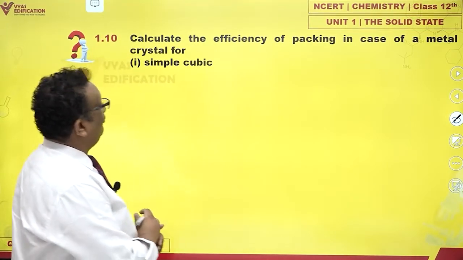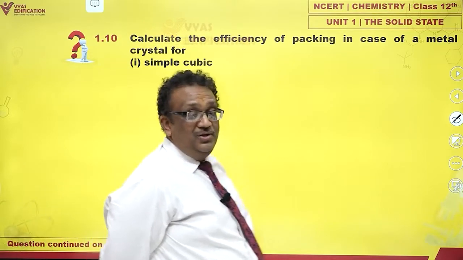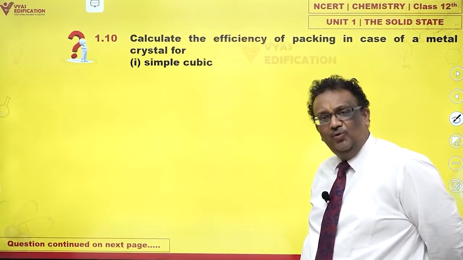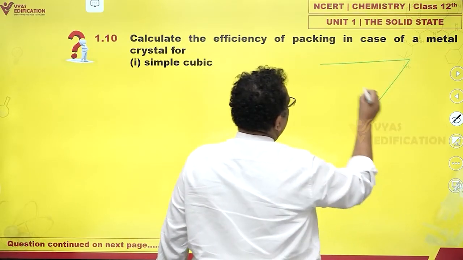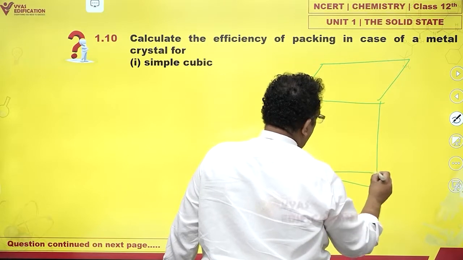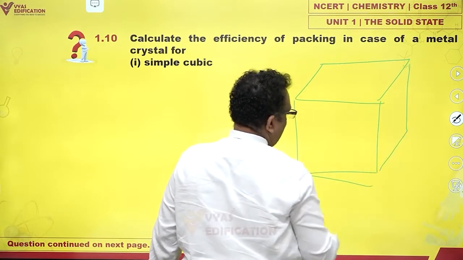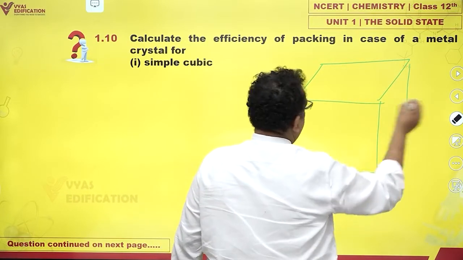Calculate the efficiency of packing in case of a metal crystal for a simple cubic structure. How do we do that? Well, let's draw first a lattice. A unit cell, as a matter of fact. This looks like a unit cell.